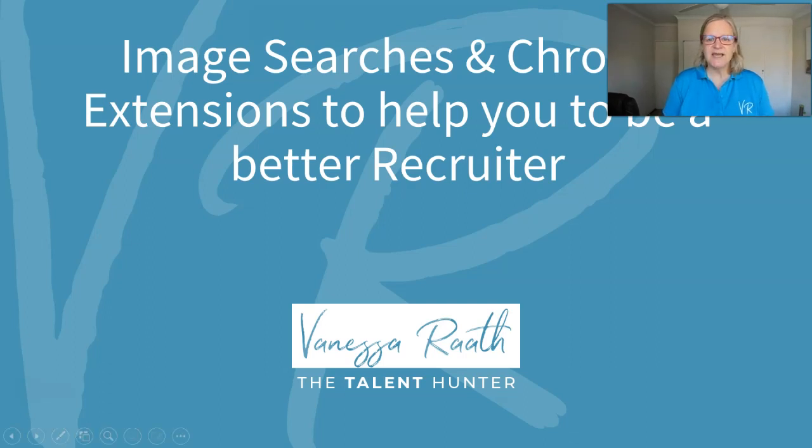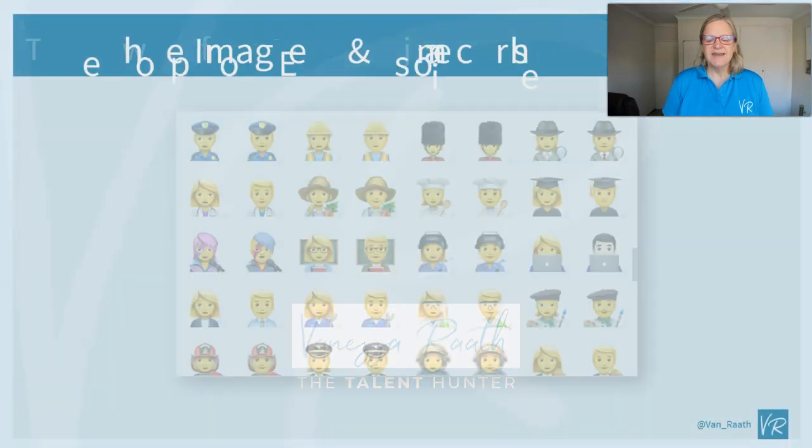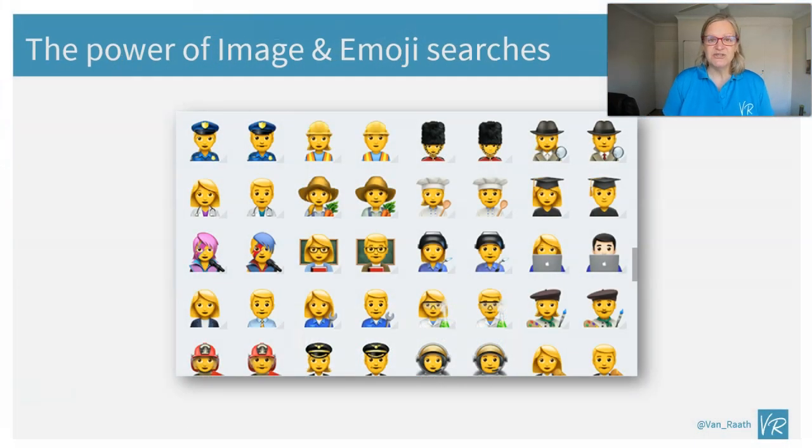So first of all, let's have a look at image searches and how we can use emojis. Now, if you have a look at this board of emojis, they really helpfully differentiated into gender profiles. So if you have a look, you've got a policewoman and you have a policeman. You have a female construction worker and you have a male construction worker. So this really helps us with our searches. So if you're looking, for example, for women in tech, there is an emoji there for a woman technologist.